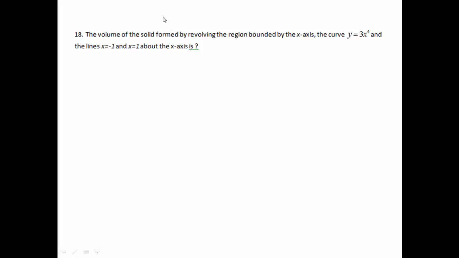Number 18, the volume of the solid formed by revolving the region by the x-axis, the curve y equals 3x to the 4, and the lines x equals -1 and x equals 1 about the x-axis is. So we want to draw a two-dimensional version of what this is going to look like. Y equals 3x to the 4 will look like this.